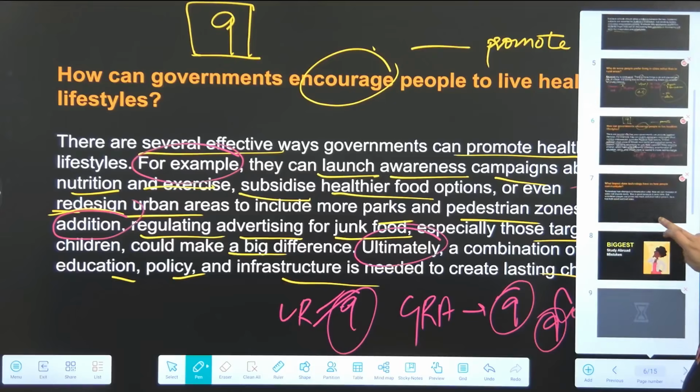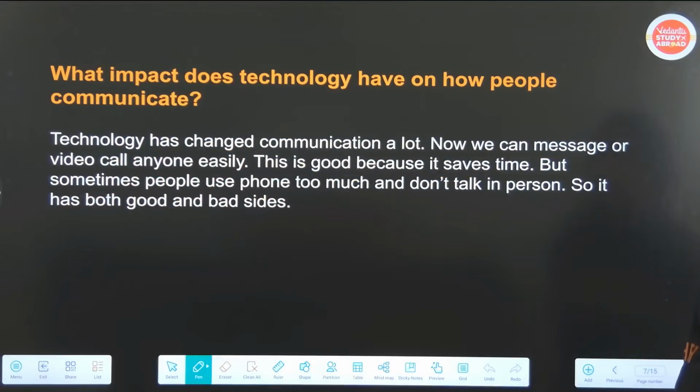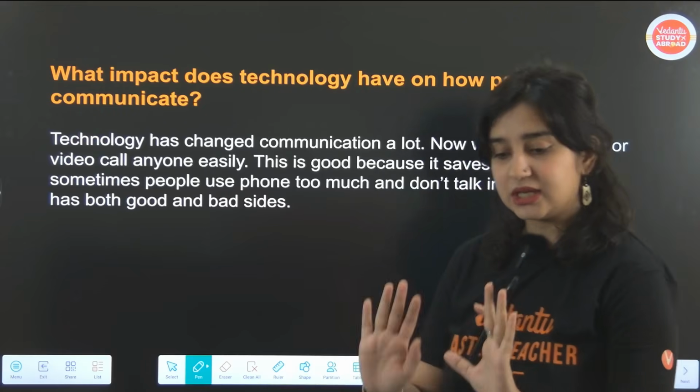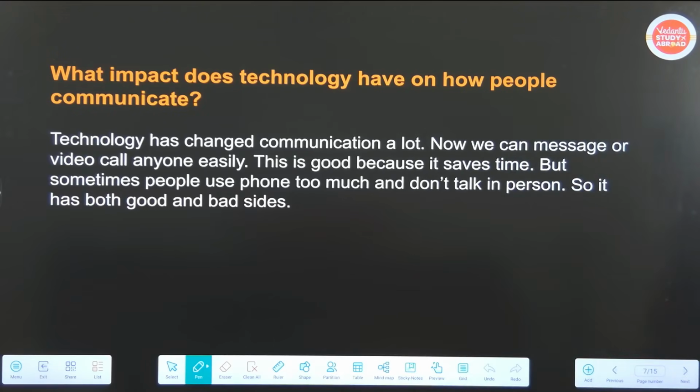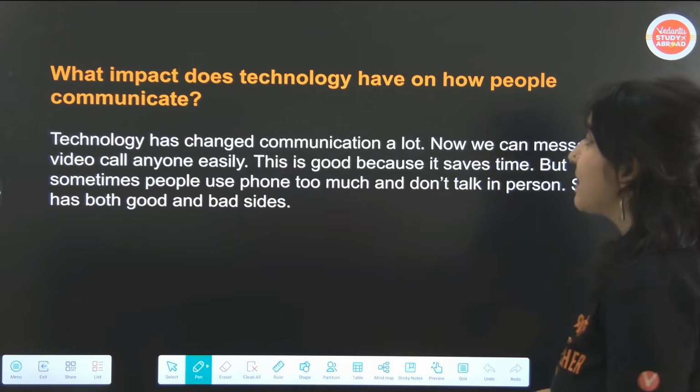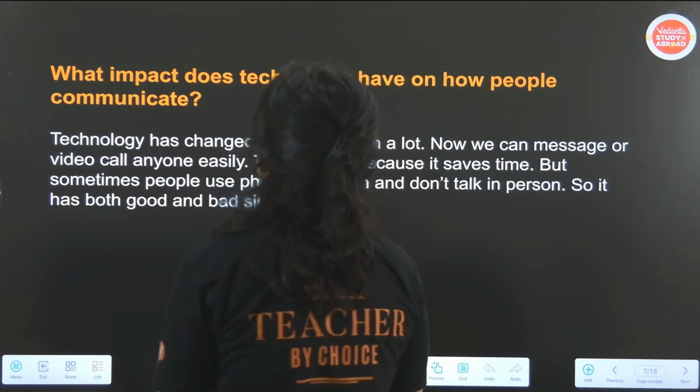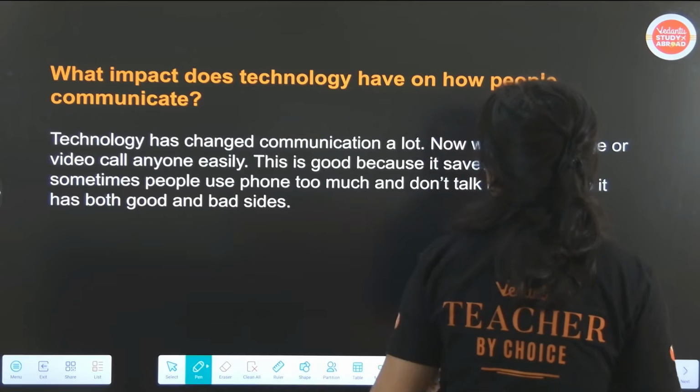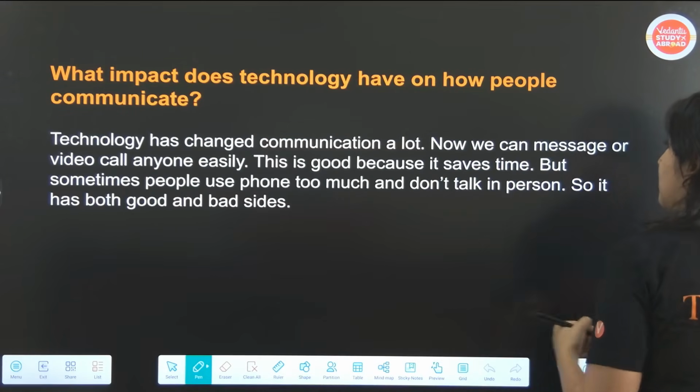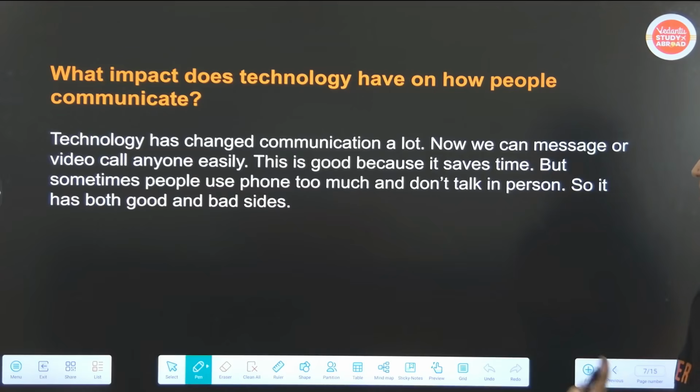All right, and I guess we have our last one over here, which is, what impact does technology have on how people communicate? I'm going to let you pause. Okay, what impact does technology have on how people communicate? Technology has changed communication a lot. Now we can message or video call anyone easily. This is good because it saves time, but sometimes people use phone too much and don't talk in person, so it has both good and bad sides.